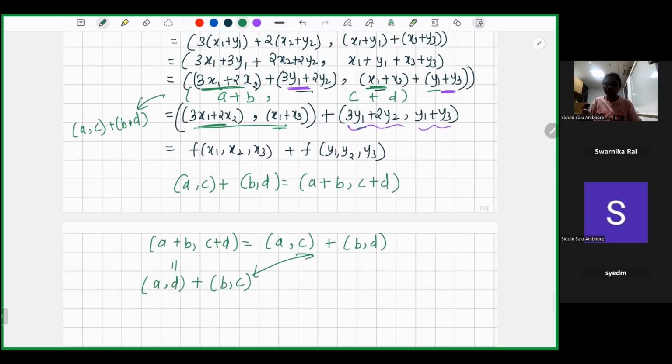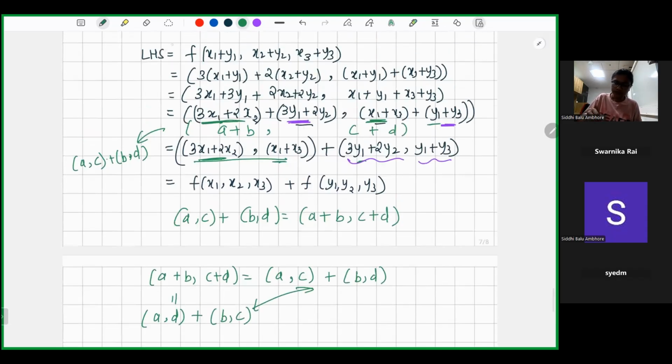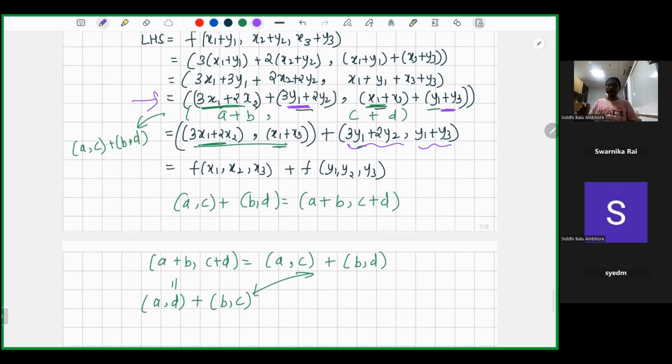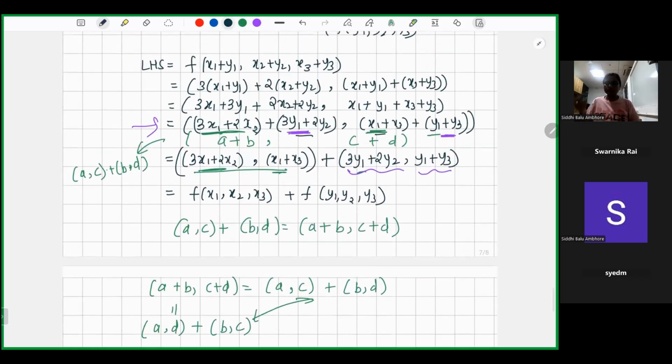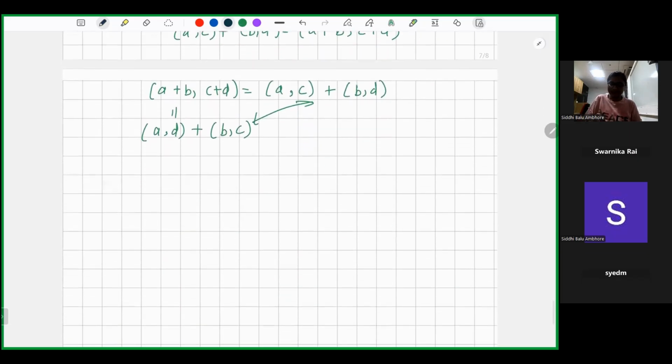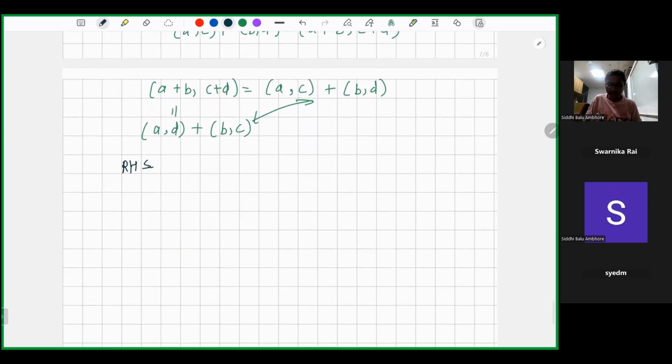If you don't want to separate them like this, you can just leave it here. Understood. Here, it is component-wise addition. Yes. Or let's just do that also. Is it clear now, the RHS? I got it, yeah, okay.